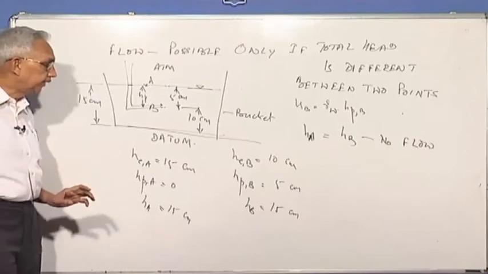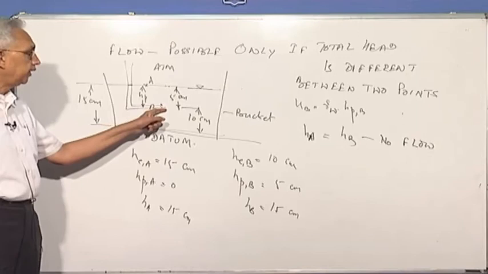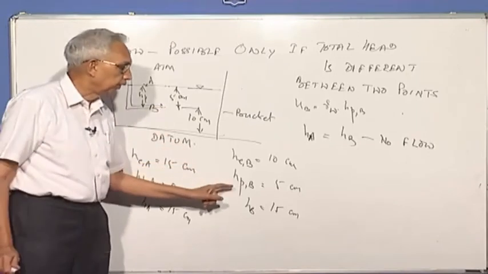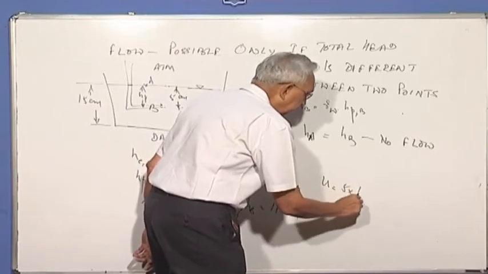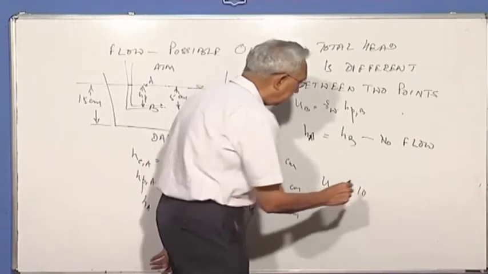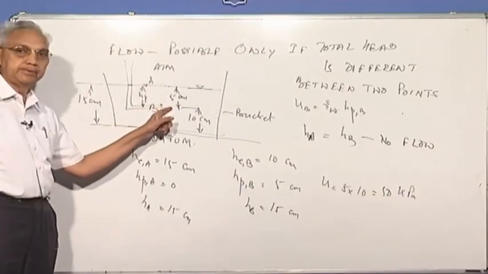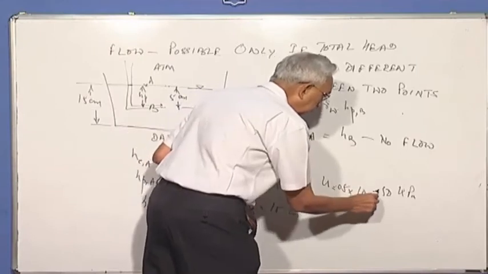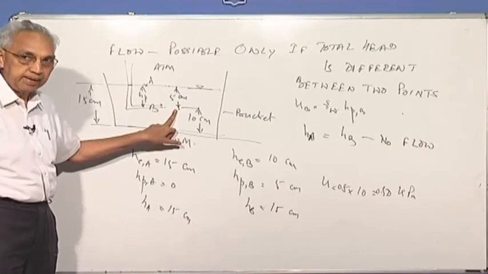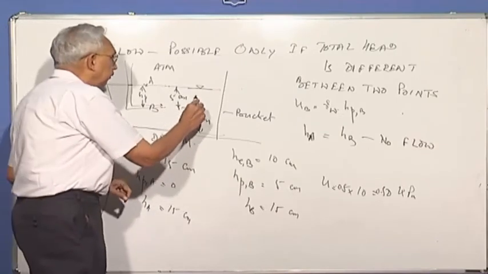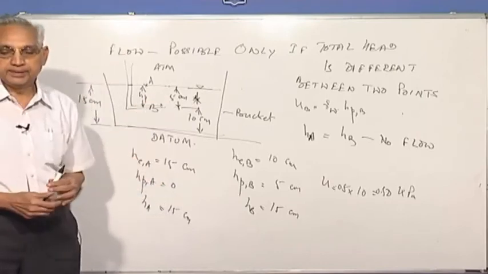This is just to illustrate that it is not the pressure head which matters. For example, the pressure head here is more. If you want to call it the pore pressure, it is 5 into maybe 9.8. I take 10 as the unit weight, I'll get 50 kPa. The pressure at a depth of 5 centimeters will be 0.5 in terms of kPa. The pressure head at point B is higher, but that doesn't mean that there will be flow. There cannot be flow because the total head between the 2 points is the same.